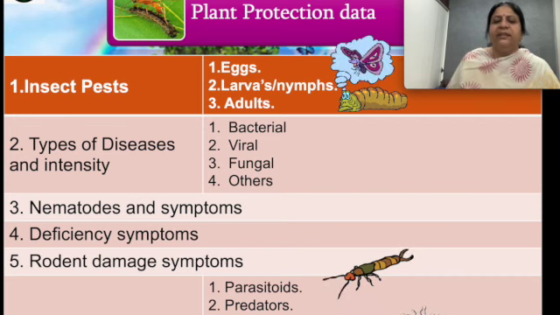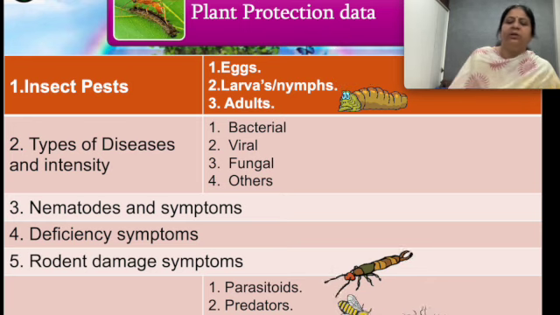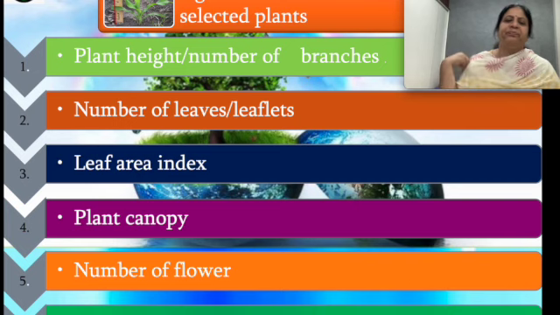Types of diseases and intensity is to be noted down. Bacterial diseases, viral diseases, fungal diseases, other diseases, whatever it could be, mycoplasma, all the diseases are to be noted. Nematodes and symptoms are to be observed. And nutrition deficiency symptoms are to be observed. Rodent damage symptoms are to be observed. Beneficial organisms like parasitoids, predators, pathogens, parasites, all are to be observed on those 20 plants.